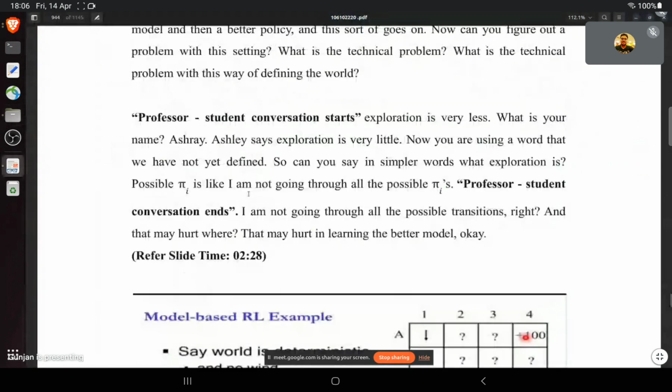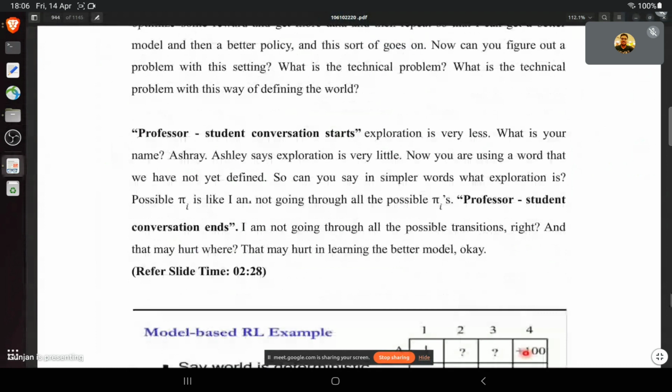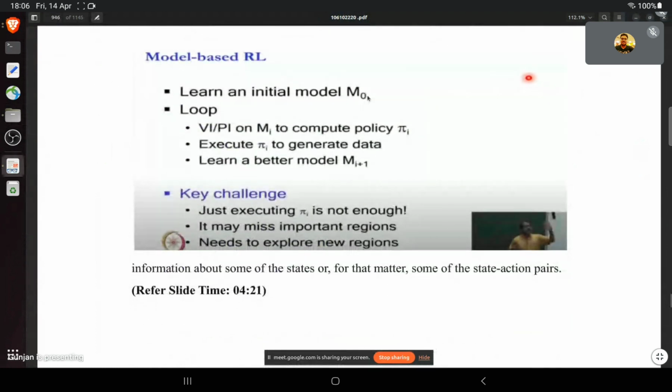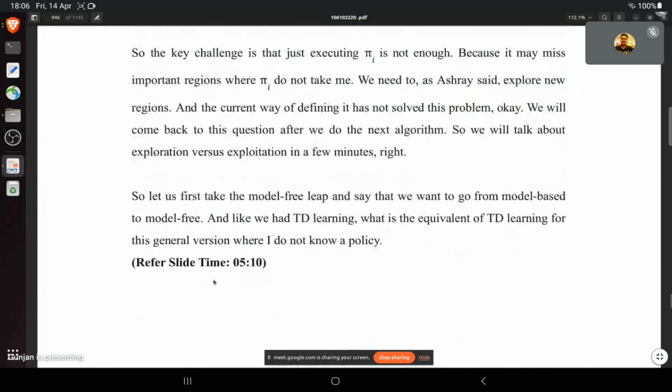So exploration is very less. But yeah, in the slide itself, it is saying that for model-based RL, learn an initial model M0. So you are not given a model, and you have to start with that.